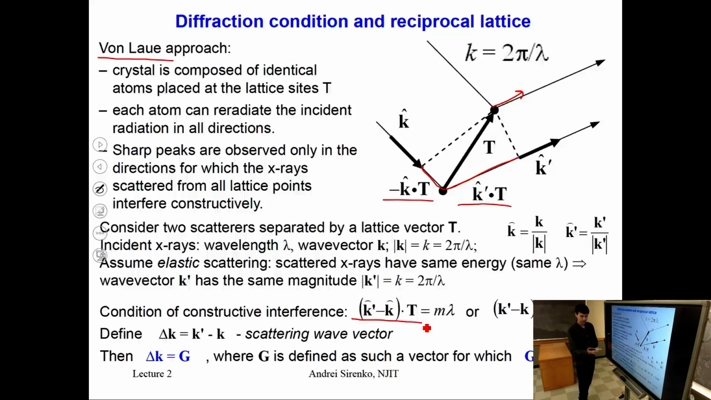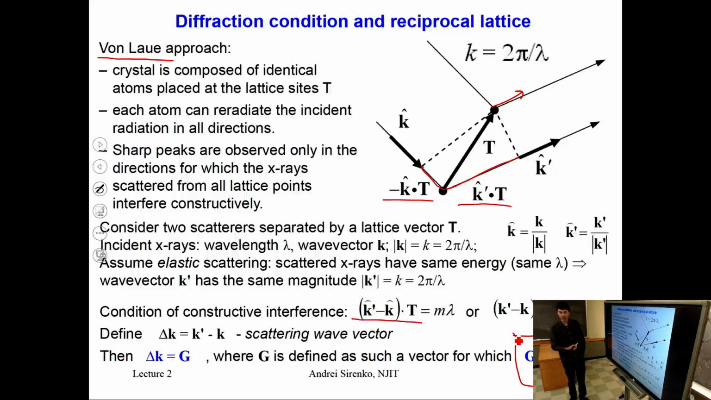Okay, so k prime minus k is just delta k, and if we look at this formula, we have delta k here, and by absolute value, it is equal to m lambda divided by t. In a phase representation, if we divide both sides by lambda, it is just equal to 2 pi m divided by t. And if you remember, that would be the condition, 2 pi m divided by t would give you a reciprocal lattice vector. So the connection between the real lattice and the reciprocal lattice is exactly this.